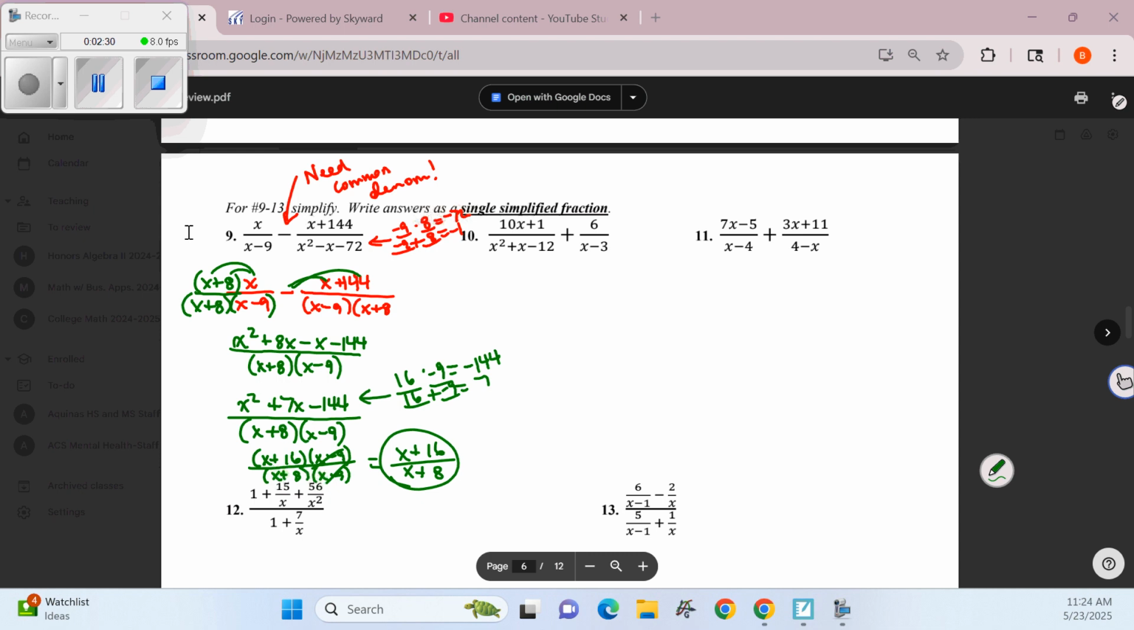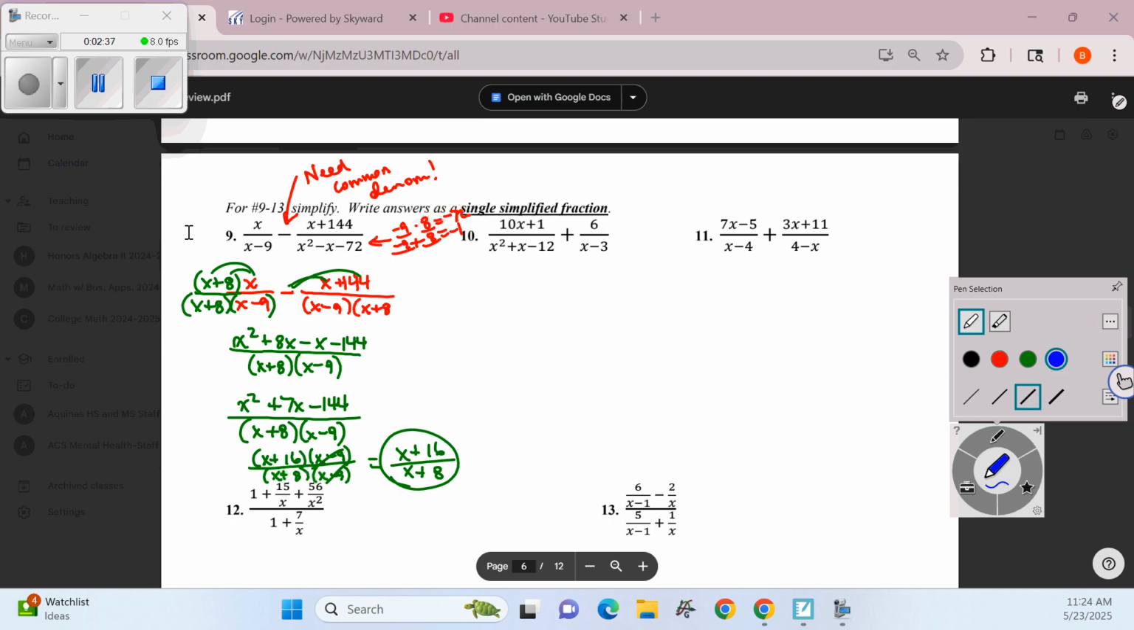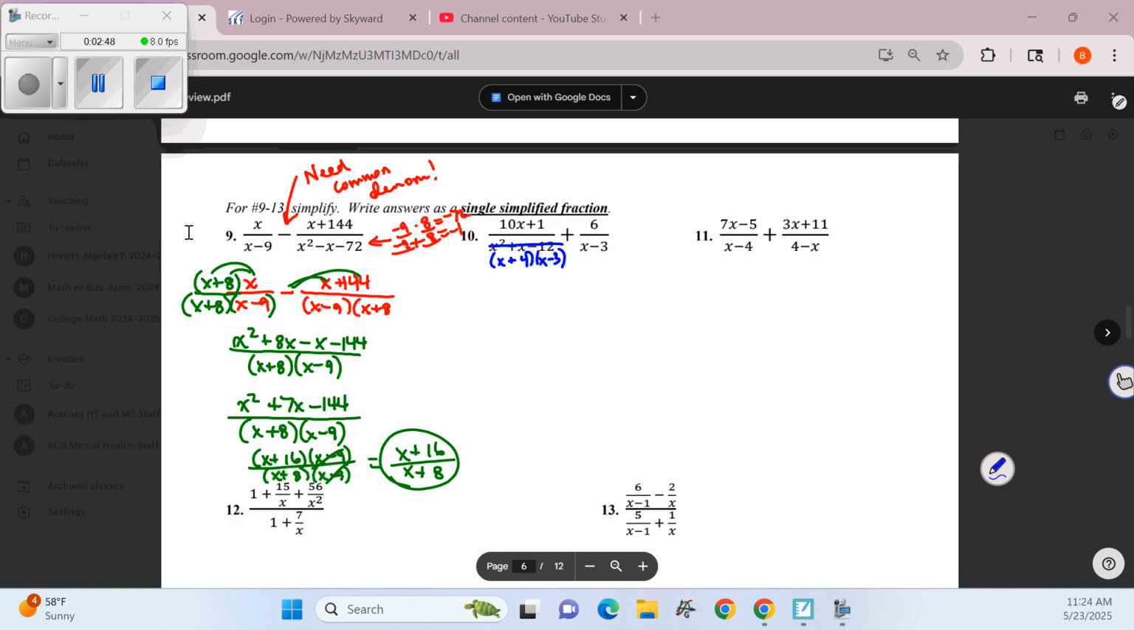Okay, similarly, for the next one, we need a common denominator. So let's go ahead and factor that first denominator. I hope you can see this would be x plus 4, x minus 3. We've got the x minus 3 in the second fraction, but we're missing the x plus 4. So we'll have to multiply top and bottom by x plus 4. So now we have a common denominator, x plus 4 times x minus 3.